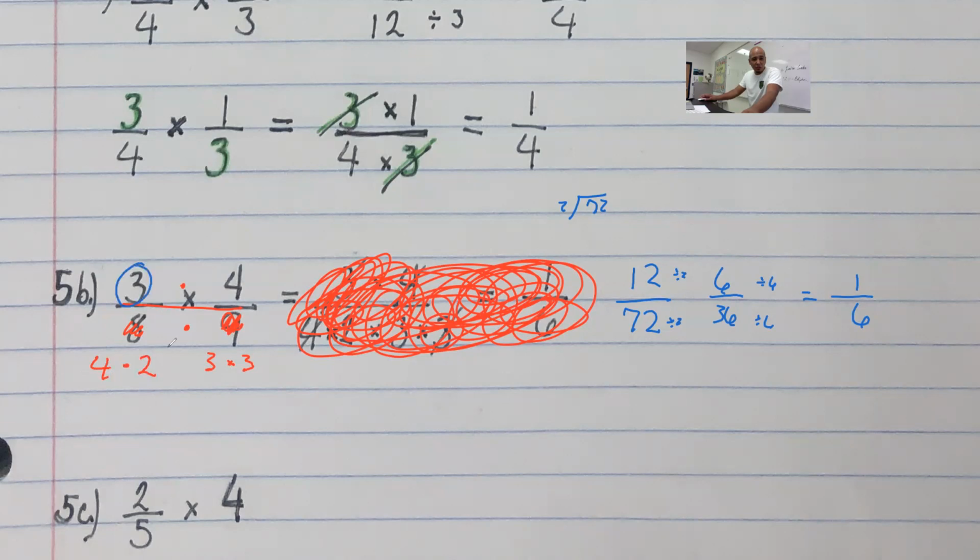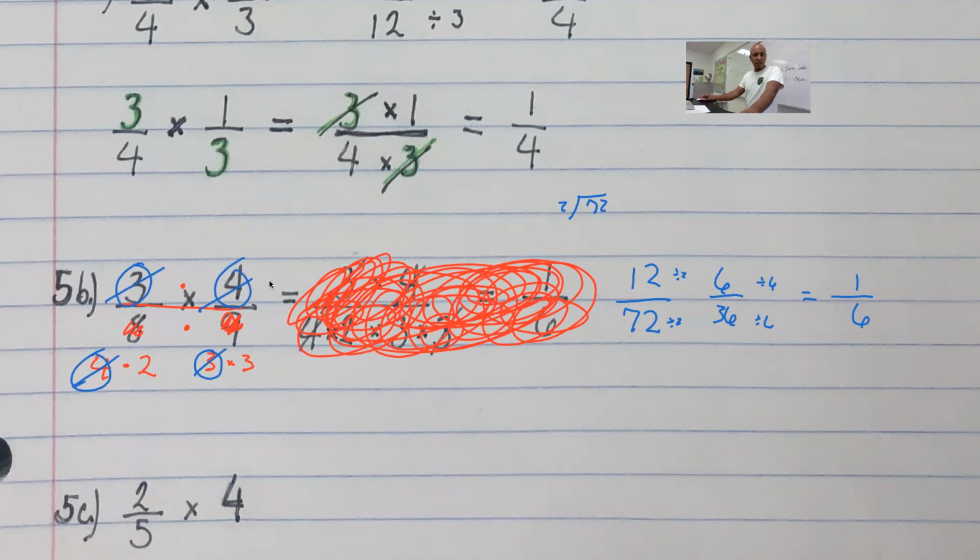I have a 3 in the numerator. I have a 3 in the denominator. I can cross those out. Doesn't matter which one you do, as long as it's just one of them. I have a 4 in the numerator. I have a 4 in the denominator. I can cross those out. Do I have anything else in common? I do not. So here we go.